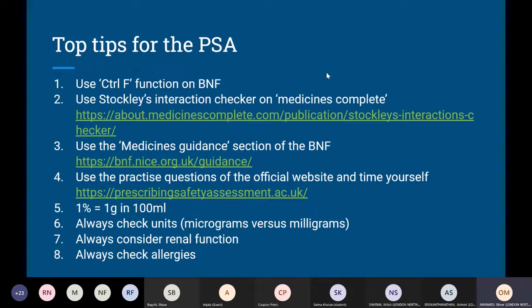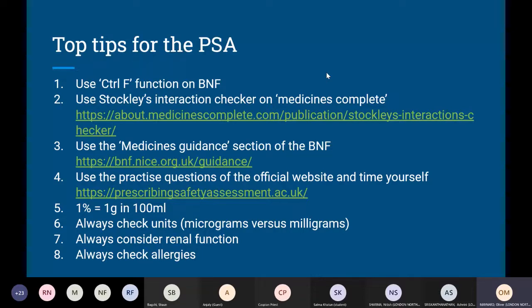So that's all the questions I got. I hope they weren't too difficult or too easy, and I hope that my explanations were useful. So just some of my top tips for the PSA if you haven't already done it. For me, using the Control F function is really useful. I think probably most people know about this, but trying to skip to the certain bit of the BNF that you need by searching specific search requests is really, really useful.